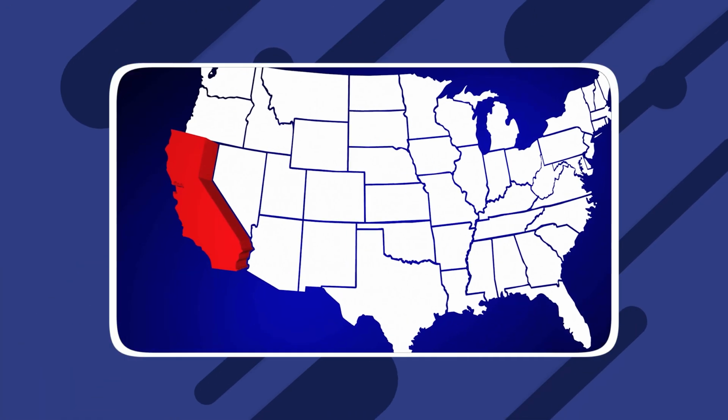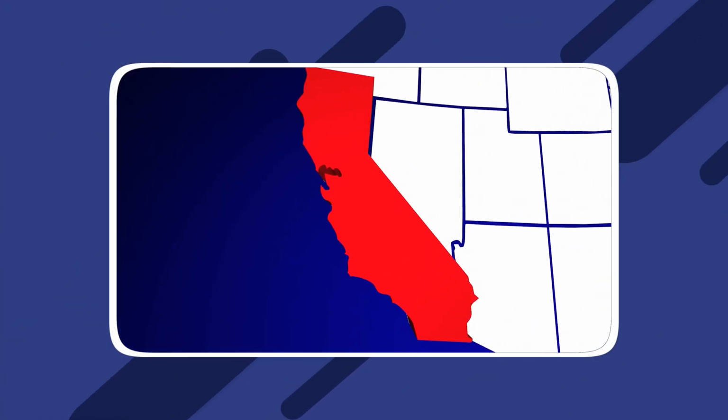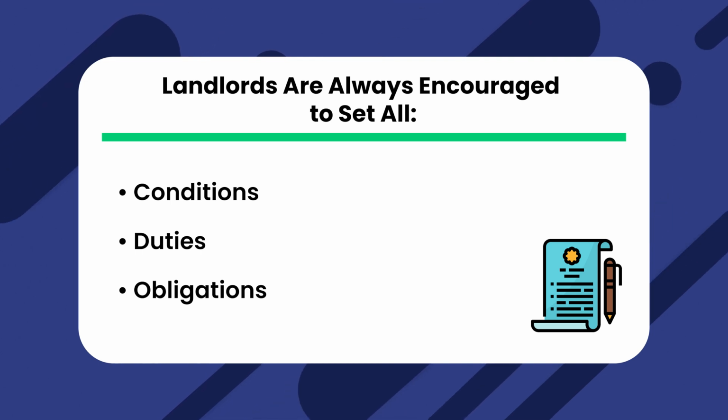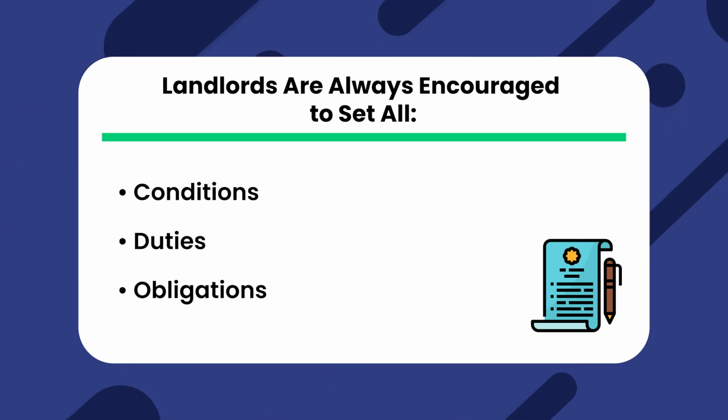The California month-to-month rental agreement allows property owners to rent out a unit to a tenant who is financially unable to pay annual charges or is seeking a temporary agreement. Like other states, California considers oral agreements to be legal. However, landlords are always encouraged to set all the conditions, duties, and obligations of both parties in a written document. It's more secure and helps you avoid any kind of legal problems.